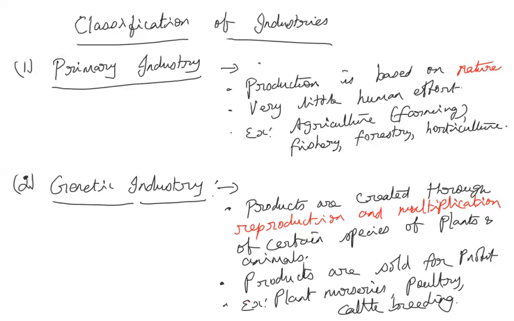Okay. Then the third classification that we have is the extractive industry. Anything that is extracted from the soil, extracted from water. So you are drawing out something from the soil, from the earth. So they all come under the category of extractive industry.